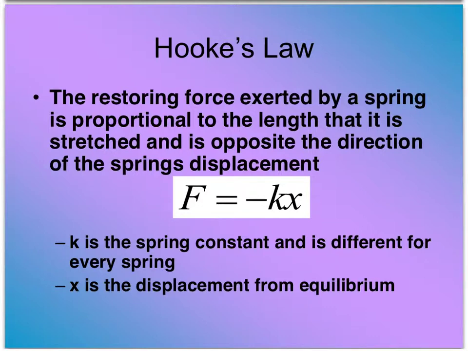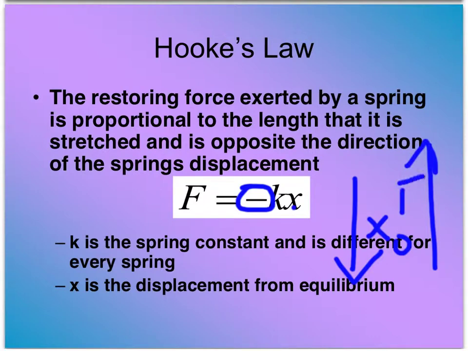So remember we talked about last time that the acceleration and the net force in simple harmonic motion is always towards equilibrium and is always opposite the direction of displacement, and that's what this negative here tells us. So if our displacement is down, that means the restoring force is acting in the upward direction, and that mathematical proportion is F equals negative kx. The k is the spring constant, and it's different for every spring.